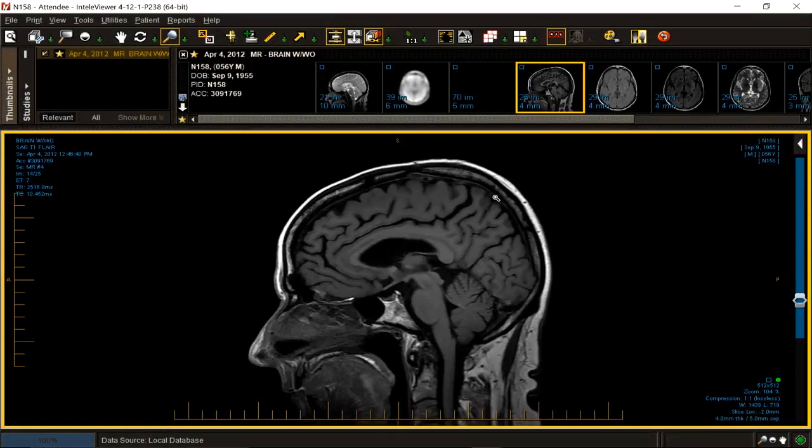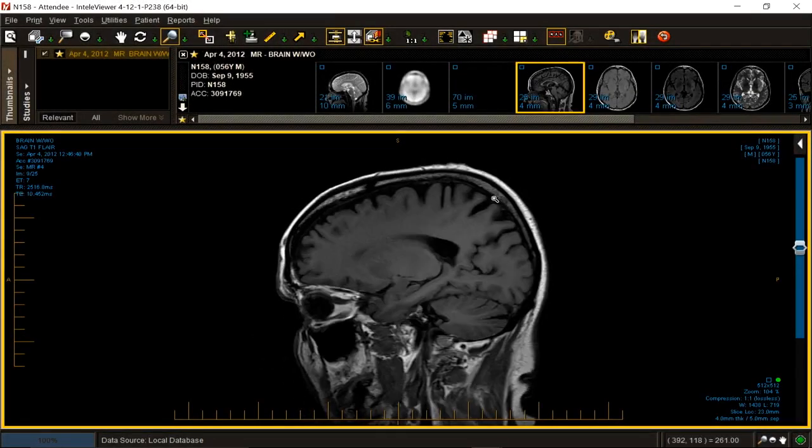I've got my midline cut up. This is a patient with a possible stroke, had a tumor biopsy 10 years ago. Also had seizure surgery with brain tissue resection. The patient is 56 years of age.